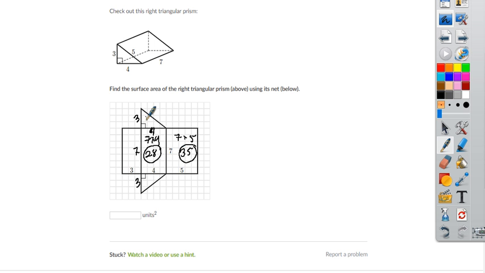So if you go ahead and use the 3 and the 4 to find the area for this triangle, the other will be the same. And then use the base and the height here, the 7 and the 3, to find the area of this rectangle. We've already done these two, so you should be able to figure out what the surface area of this triangular prism is now. So go ahead and do that.